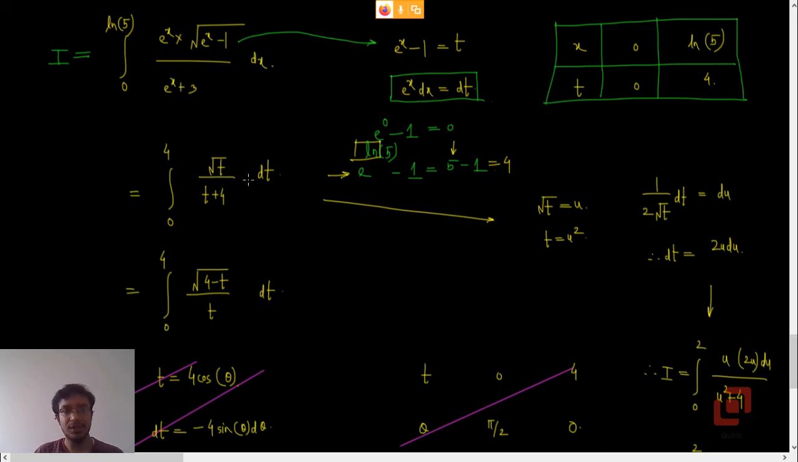Let us now see what changes take place in the integrand. First, root of e to the power x minus 1 will simply be root of t. Secondly, e to the power x dx, the differential part, will now be taken care of by dt. Then we have e to the power x plus 3, which can be written as e to the power x minus 1 plus 4, right? So e to the power x minus 1 is t, so t plus 4.